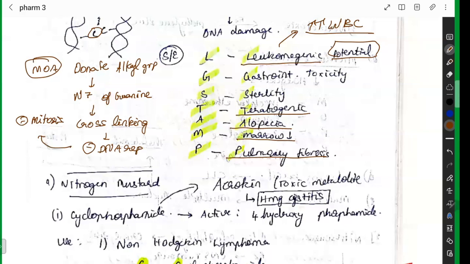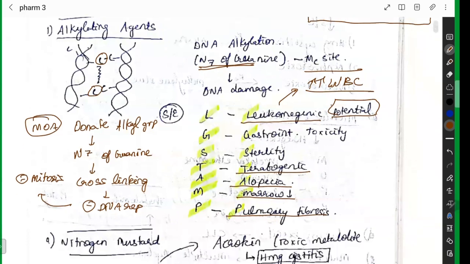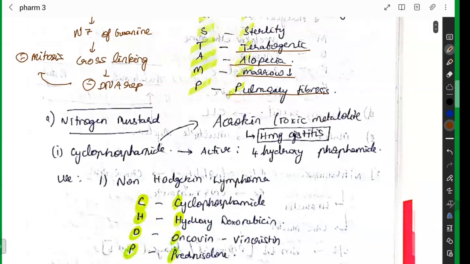This is all about your alkylating agent. Among the alkylating agents, you have to remember there are several groups of drugs. Among them, the first one is nitrogen mustard. You would all remember cyclophosphamide. This is one drug you are going to commonly see everywhere. But remember, cyclophosphamide is just a prodrug. When you give cyclophosphamide, it gets converted into 4-hydroxycyclophosphamide.